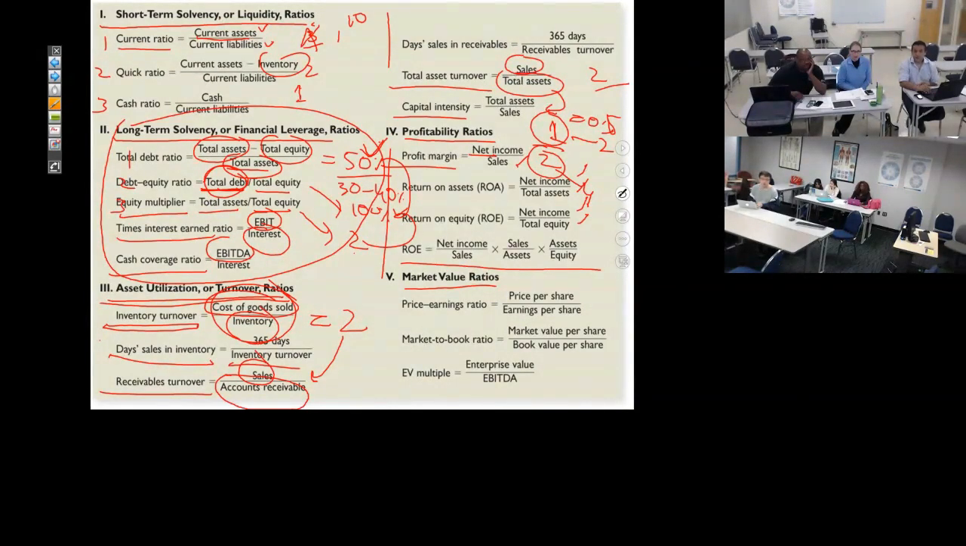Okay, what is the return on assets? Net income, 31,800, divided by total assets, 249,770. It's 12%. Next one is return on equity. So net income over total equity.